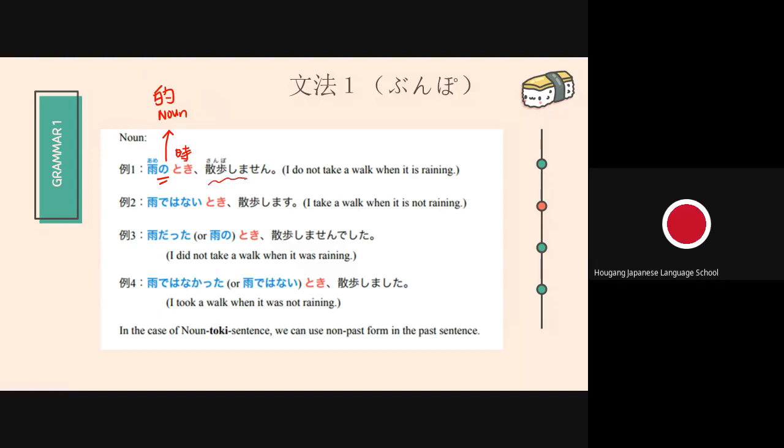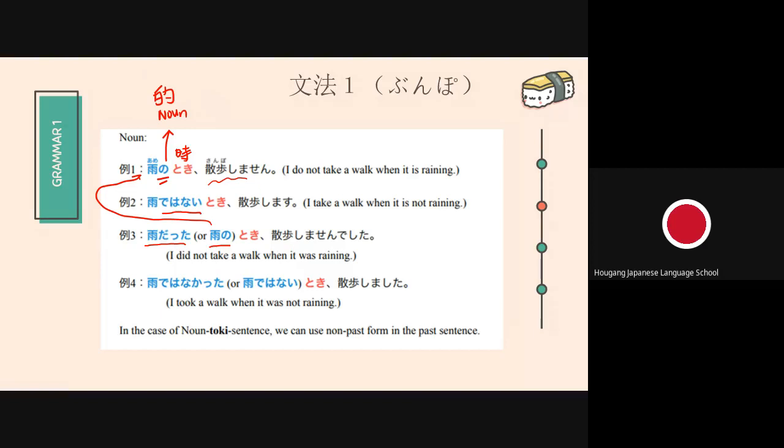Sanpo shimasen. Negative of rain: ame desu, ame dewa arimasen, right? Ame dewa nai toki, clean form. Sanpo shimasu. When not raining, I go for a walk. Past tense is all the same: ame datta or ame no toki. Back to the example here: ame no toki, sanpo shimasen deshita. When rain, did not go for a walk, did not go for a stroll.